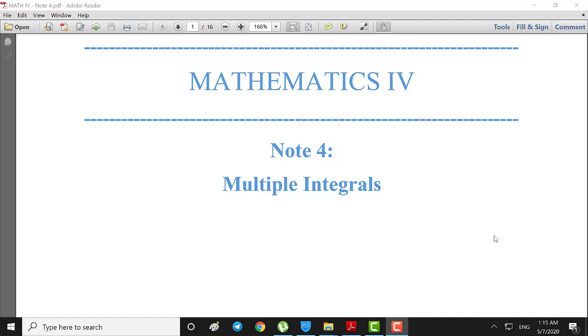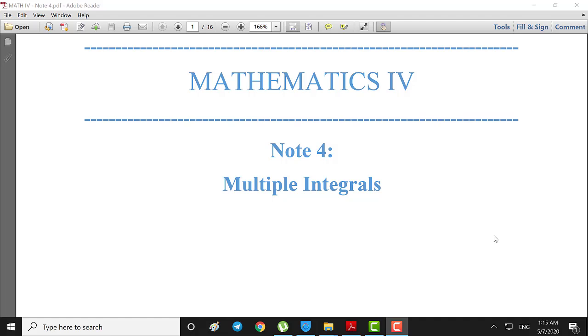So guys, now let's go to note 4. In this note and note 5, the subject of discussion is the multiple integrals. Now, in the previous notes 1 to 3, we learned a couple of things for multivariable functions. And the first one was how to calculate the partial derivative for these multivariable functions. And the next one was how to calculate the directional derivative for these functions.